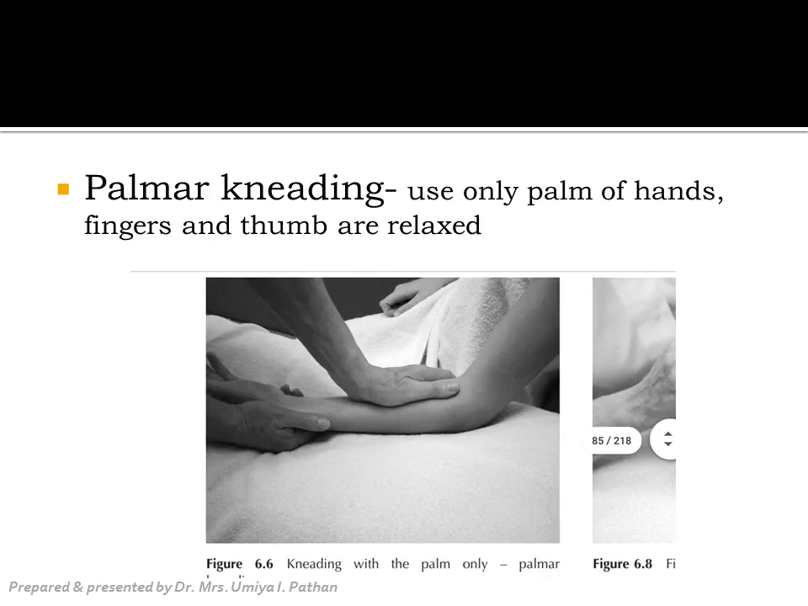The second type is palmar kneading, if the kneading is performed with the help of only the palm. While performing this, use only the palm of your hand and allow your fingers and thumb to relax, off contact with the subject. Great depth can be gained using the palm, so take care not to dig in with the bony prominence.